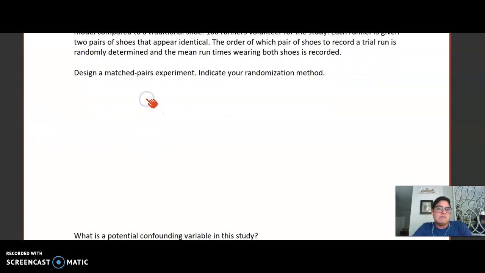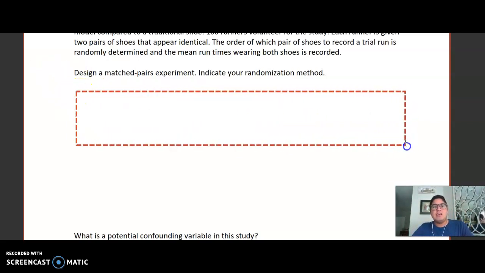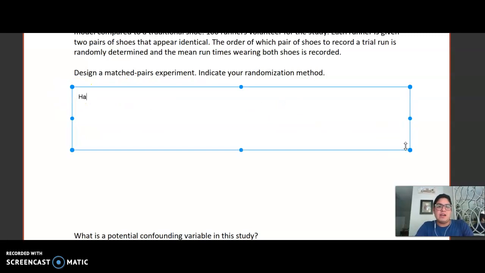Design your experiment and include your randomization method. So here it doesn't really make too much sense to draw a diagram just because there's only really 2 outcomes. So we can just describe this one in a written sense. So flip a coin for each volunteer.